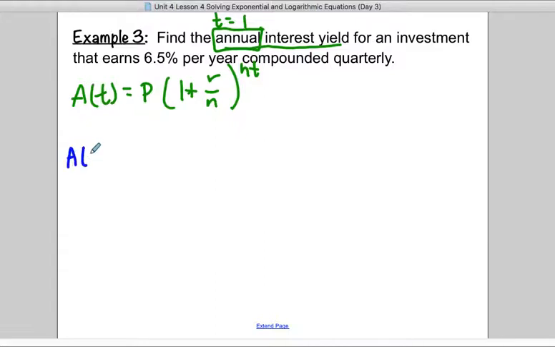Our A of T will equal our principal. We do not know that, but we know it's 1 plus our rate, 0.065 divided by N, which is the number of times we're compounded, so 4, to the NT. So N is 4, and our time is for 1 year, which is 1.